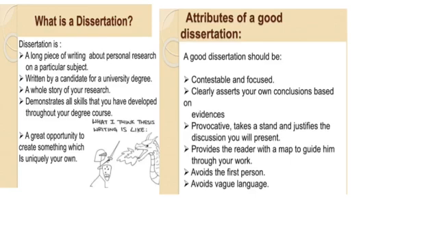So what are the attributes of a good dissertation? A good dissertation should be contestable and focused, clearly asserts your own conclusion based on evidence, provocative, takes a stand and justifies the discussion you will present. It provides the reader with a map to guide him through your work. Right? Avoid use of vague language.